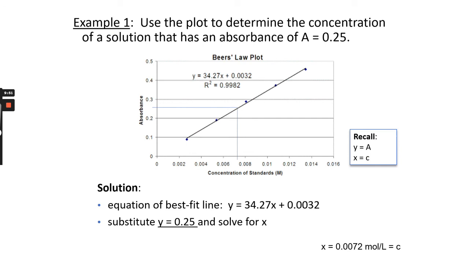So here's an example. Use the plot to determine the concentration of a solution that has an absorbance of 0.25. So you go up here, 0.25, you come across, you see it's crossing over here, which is roughly 0.0072 moles per liter. So you could do it that way off the graph, or you could use this, where y is equal to 0.25, and then you solve for x. And that is the end of our Beer's law.